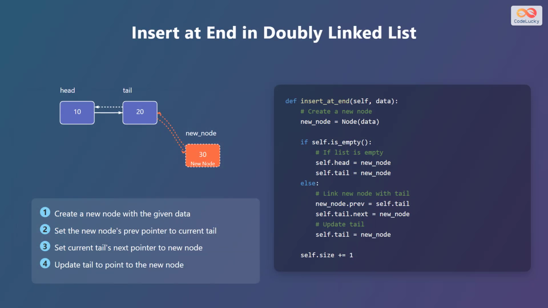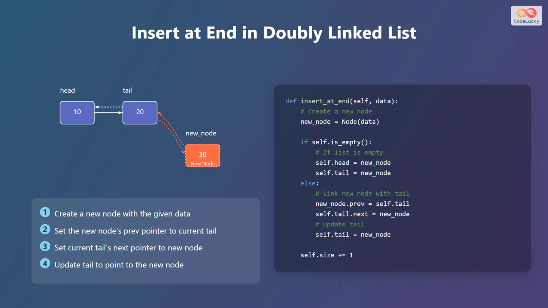Now let's look at how to insert a node at the end of a doubly linked list. Here's a visualization of the process. There's an original list and a new node which will be added at the end of the list. These are the steps to insert at the end. First, create a new node with the given data. Set the new node's previous pointer to the current tail. Set the current tail's next pointer to the new node. Finally, update the tail to point to the new node.